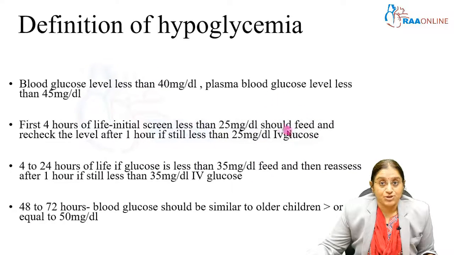So what is the definition of hypoglycemia? Okay. A blood glucose level of less than 40 milligram per deciliter and a plasma glucose level of less than 45 milligram per deciliter is considered to be hypoglycemia.